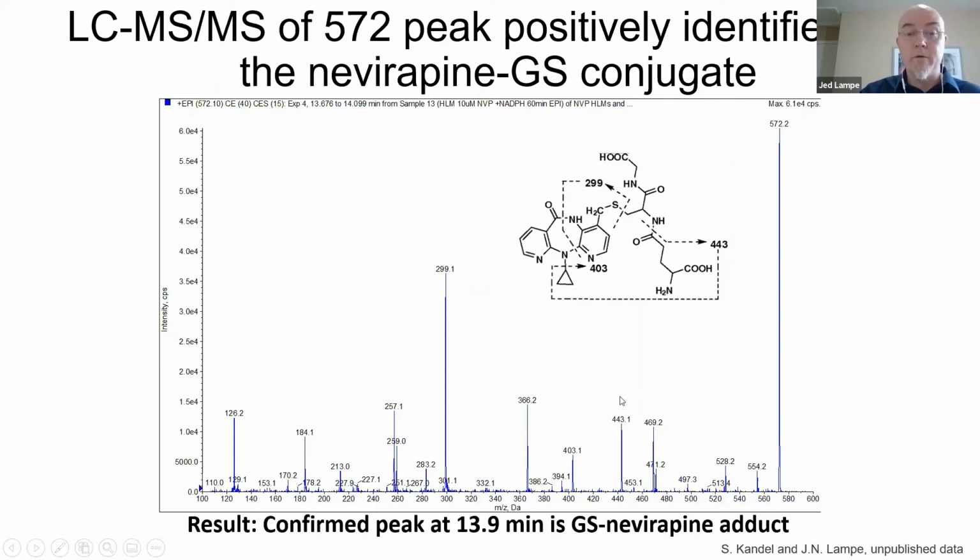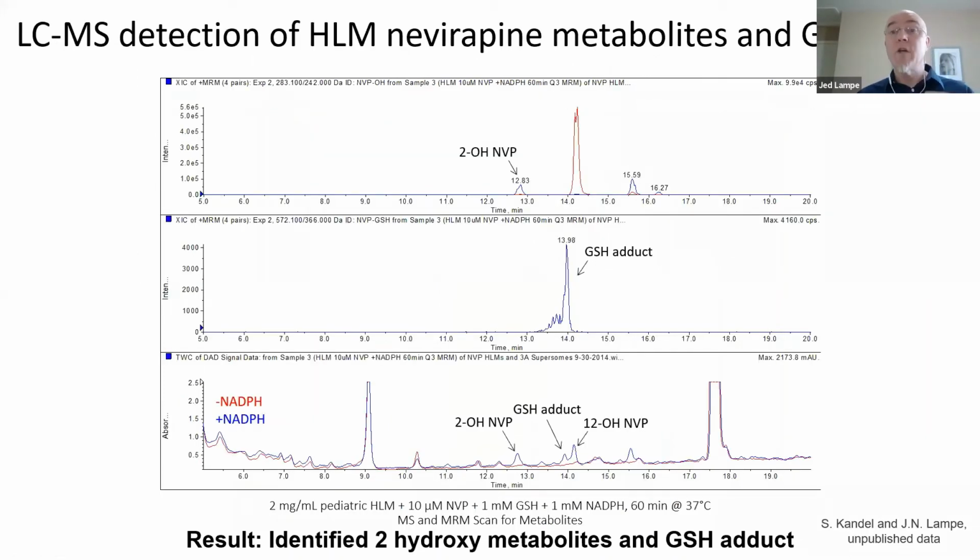So we were able to confirm that the peak at 13.9 minutes was in fact the GSH adduct from that reactive metabolite, which you see the structure shown there. Okay, great. So we have a similar metabolic profile with 3A7, the purified enzyme, to 3A4, exactly what we were predicting. But what about in a more realistic system, right?